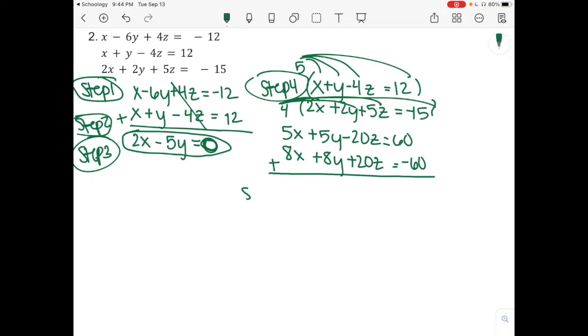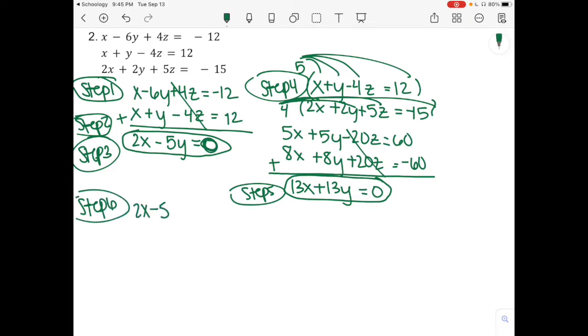That is step 5. So 13x plus 13y, z is out, equals 0. And again, no scary business here. We're okay with zeros. Okay, so step number 6 is to line these up. So 2x minus 5y equals 0. 13x plus 13y equals 0.